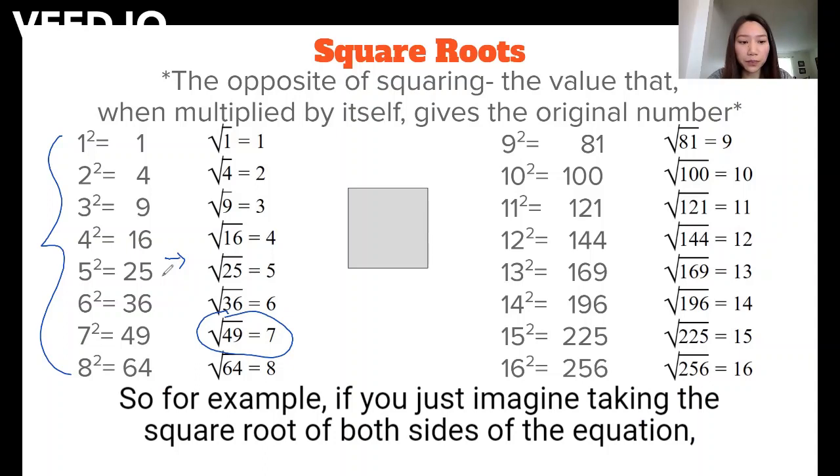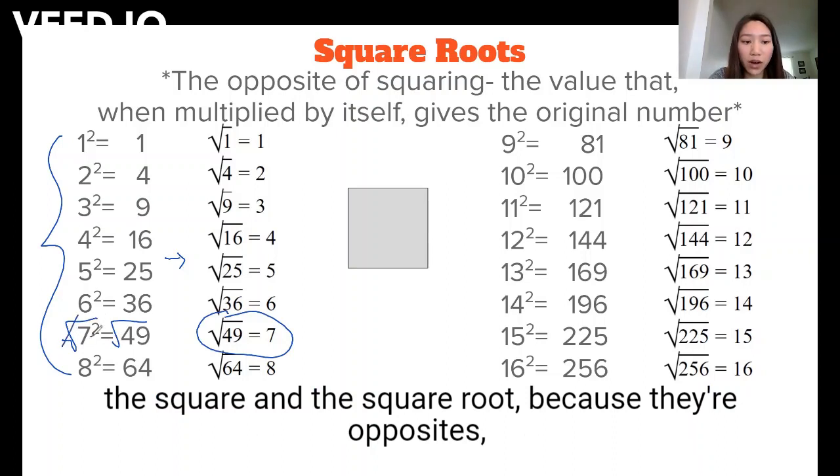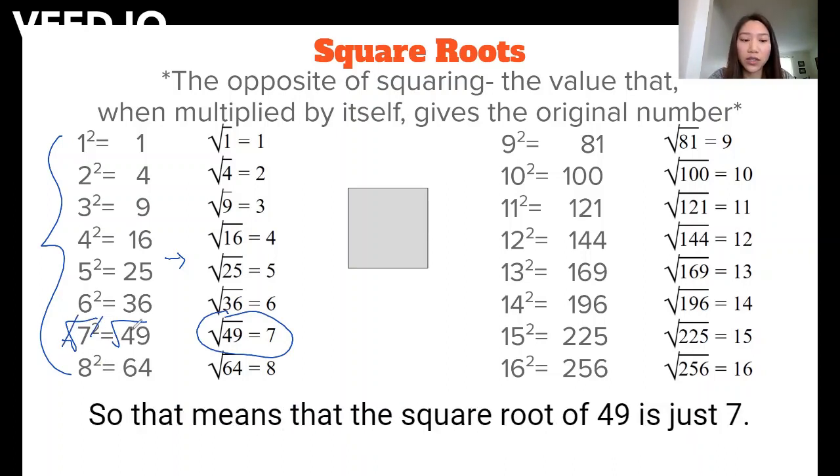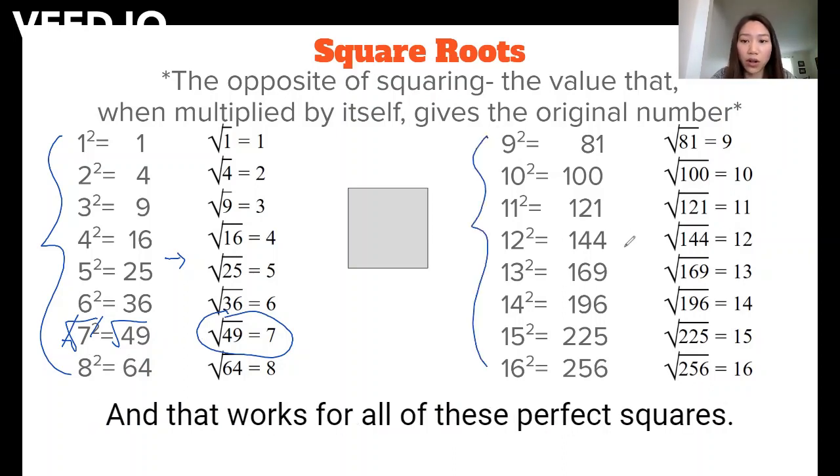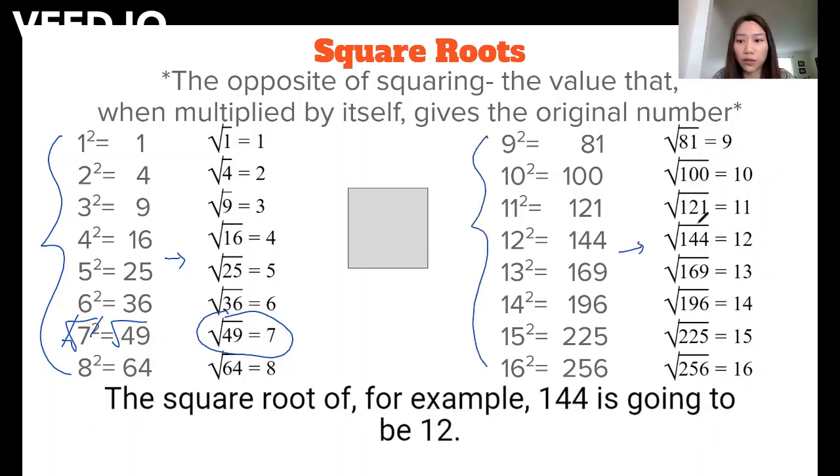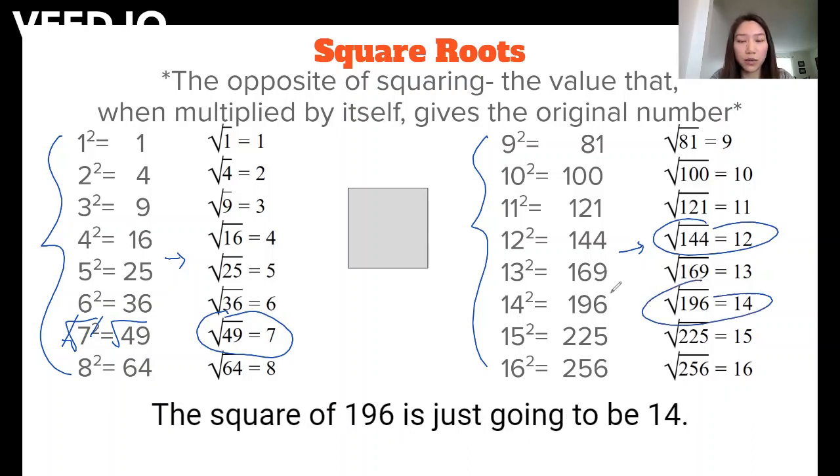So for example, if you just imagine taking the square root of both sides of the equation, the square and the square root, because they're opposites, they cancel each other out. So that means that the square root of 49 is just 7. And that works for all of these perfect squares. The square root of, for example, 144 is going to be 12. The square root of 196 is just going to be 14.